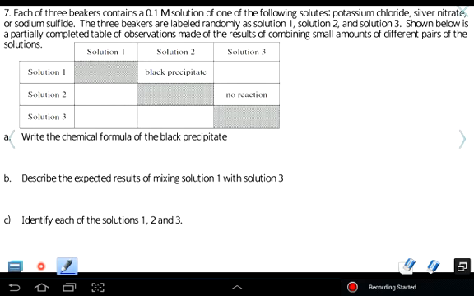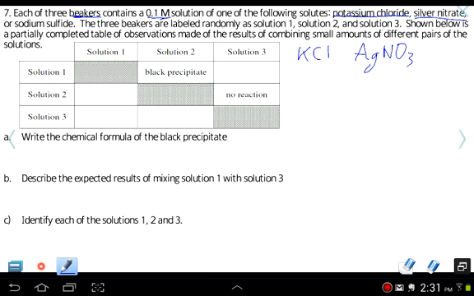AP Review Lesson 4. In this lesson we'll take a look at some free response questions involving molarity and precipitate reactions. So this question says we have 3 beakers. Each of 3 beakers contain 0.1 molar solutions of one of the following solutes: potassium chloride, that's KCl, silver nitrate, that's AgNO3, and sodium sulfide, that's Na2S, 2 because you have +1 versus -2. The 3 beakers are labeled randomly as solution 1, 2, and 3.